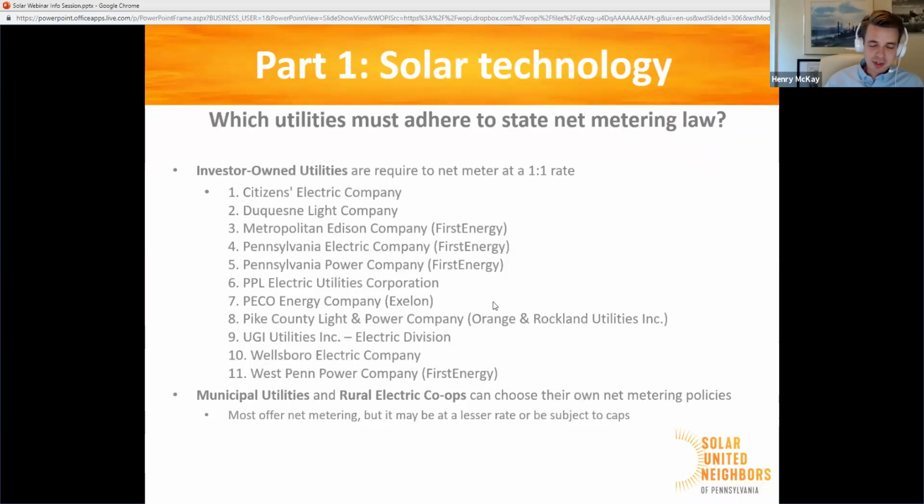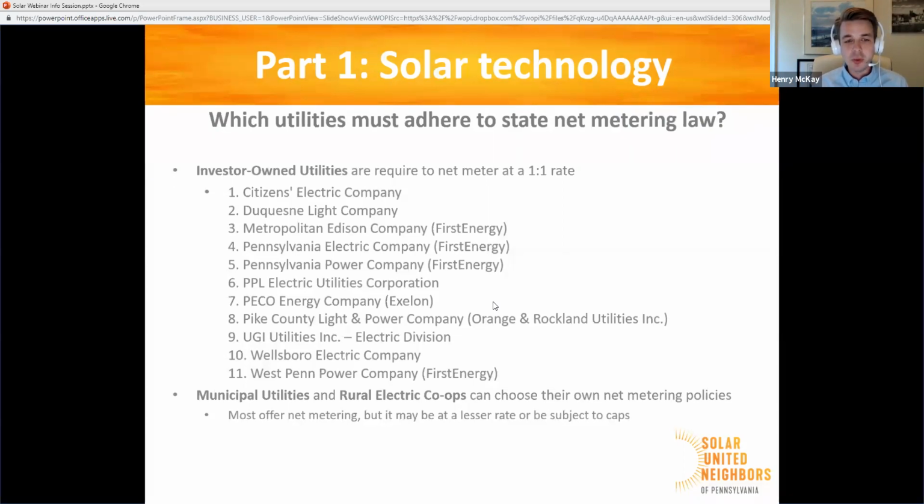So you can see here a list of all of the 11 investor-owned utilities in Pennsylvania. These are the big utilities. Most people are customers of these utilities in Pennsylvania. And they're required by law to let you net meter, and for every kilowatt hour of electricity you export to them, they're required to give you a credit worth 1 kilowatt hour. So it's called retail rate net metering, or a one-to-one net metering.